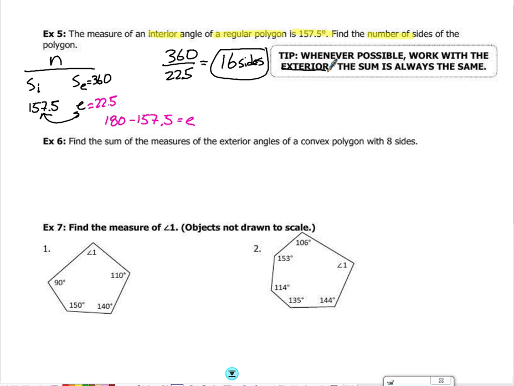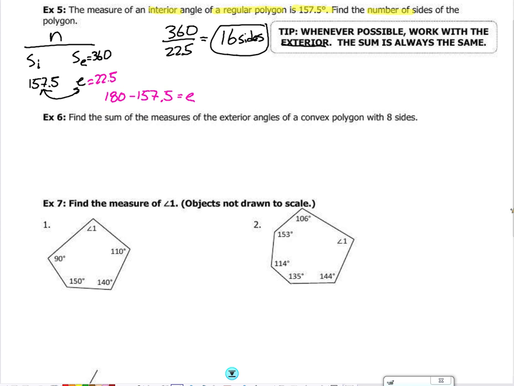Number 6, let's not work too hard at this one. Let's read the directions carefully and maybe highlight the important information. They want me to find the sum of the exterior angles of a polygon that has 8 sides. Sum of exterior. I'm pretty sure, if I check my notes here, sum of exterior is always 360 degrees. And yes, even for an 8-sided figure, that sum is always 360 degrees.